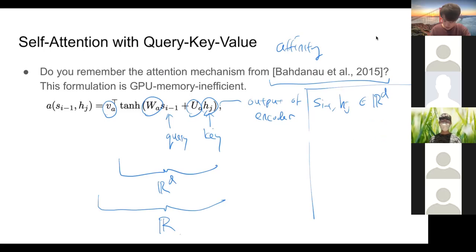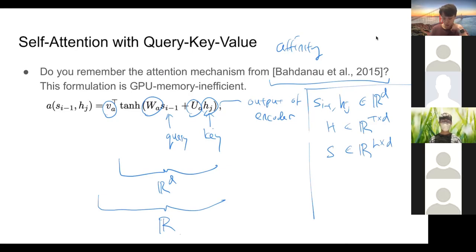So let's say that H is the source sentence. So we use T for that. And then you can say that S is now L times D. I assumed that T equals L in the last lecture, but to make this mathematically correct, they can be different.